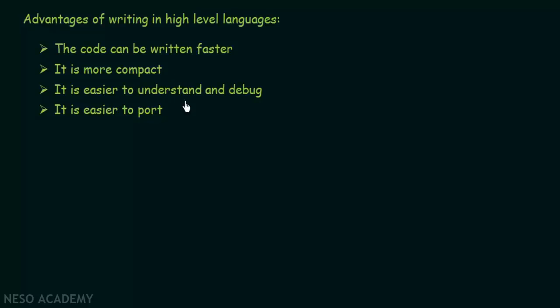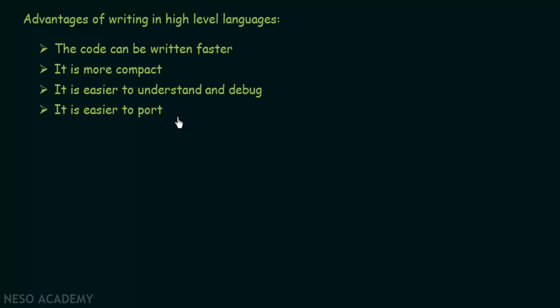And it is easier to understand and debug. If you are writing your program in higher level languages, it will be easier to understand. Even if another person is reading the code that you wrote, it is not very hard to understand if it is written in C or C++. And if there are errors, it will be easy to debug as it is written in this kind of high level language.